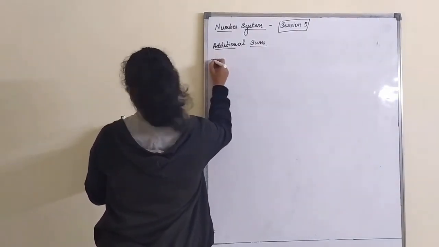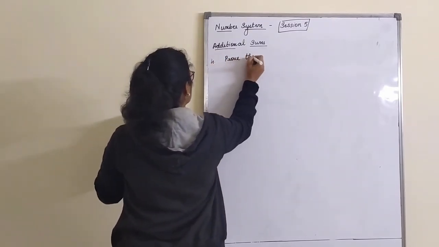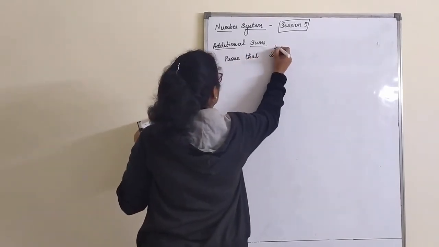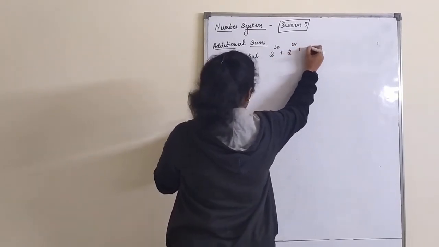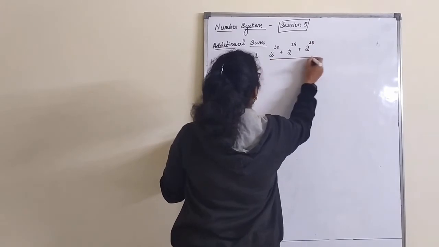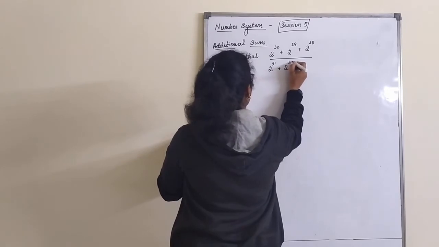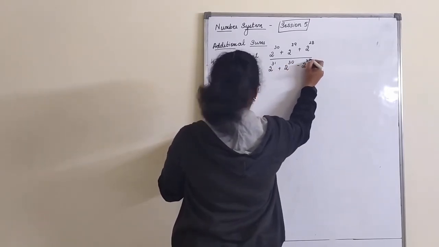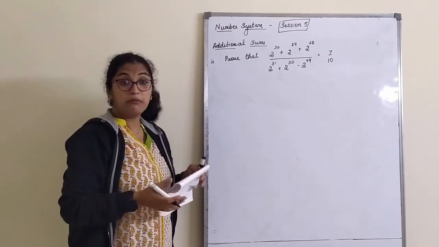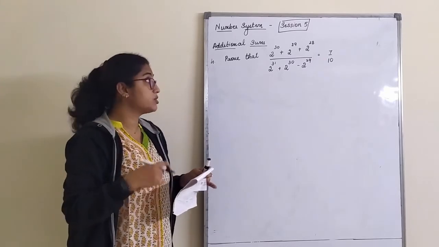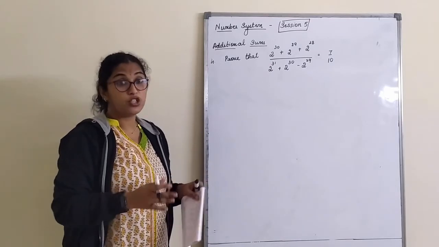That was the third one, right? Fourth one. Prove that 2 raised to 30 plus 2 raised to 29 plus 2 raised to 28, divided by 2 raised to 31 plus 2 raised to 30 minus 2 raised to 29, is equal to 7 upon 10. Now, will you sit and multiply 2 raised to 30 how many times, 2 raised to 29, and then simplify? No, it's absolutely not possible to multiply and waste your time.